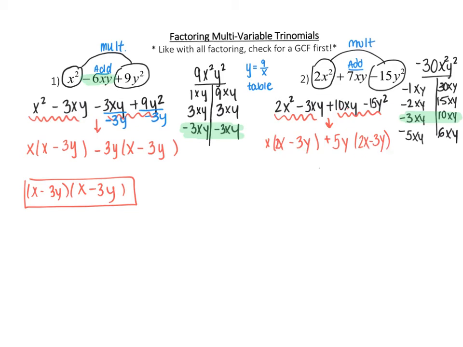So I can go ahead and put a 2x minus 3y in parentheses, followed by an open parenthesis. This divided by this is x. This divided by this is just 5y. And then this is my final answer.